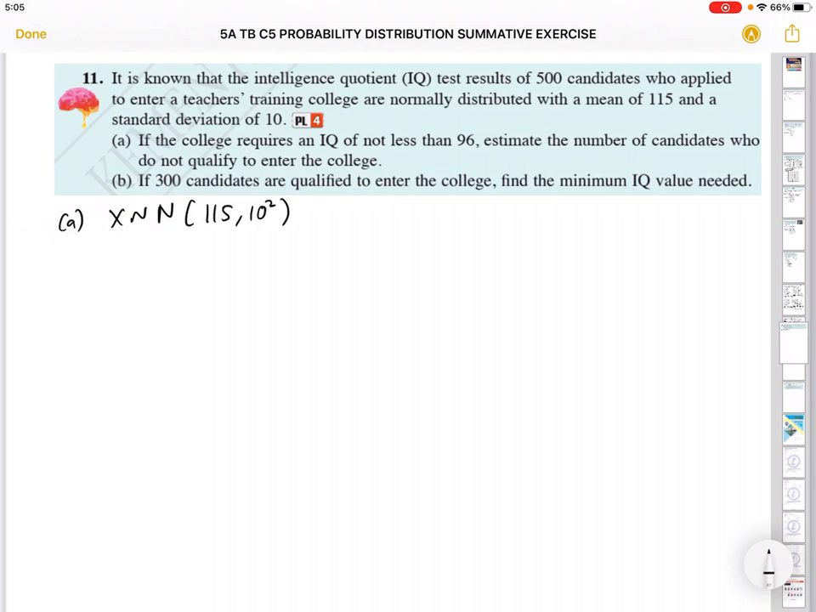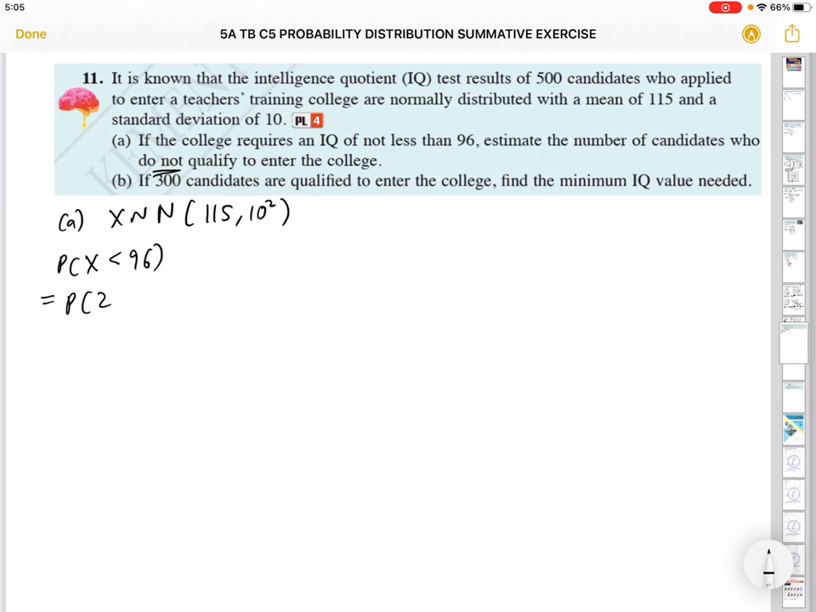Okay, first part. A college requires an IQ not less than 96. Not less than 96 means what? Greater or equal to 96, okay? But they say estimate the number of candidates who do not qualify. Do not qualify means you must get less than 96, right? If you qualify, you must get greater or equal to 96. Okay, so we standardize this. 96 minus 115 divided by 10. So this is z less than negative 1.9.